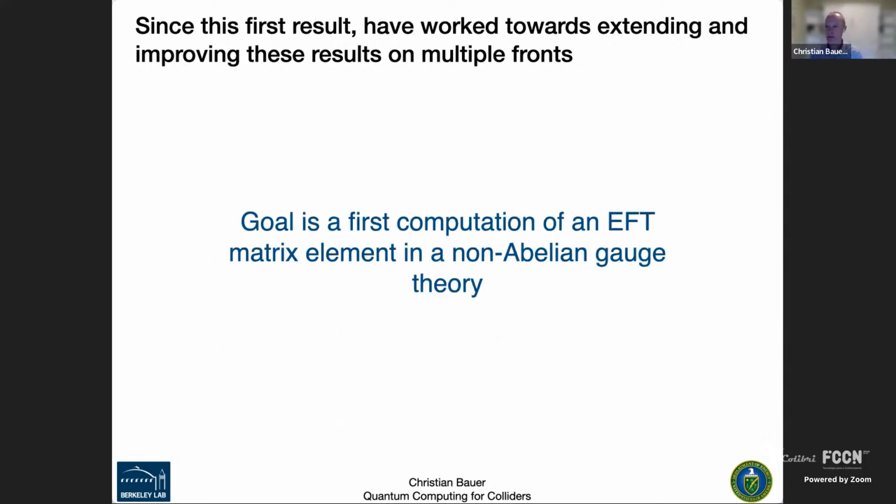So the goal of this program is to have a first computation of an effective field theory matrix element in a non-abelian gauge theory, right? That's where we have to go to. And of course, by non-abelian, I mean SU3. That's the ultimate goal, because that's what nature is after all. So that's where we're going.